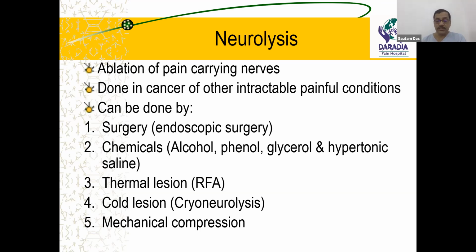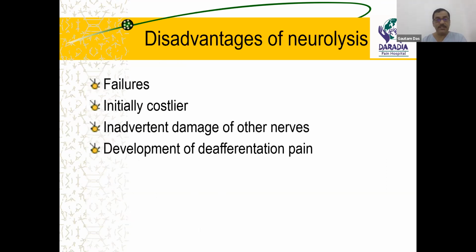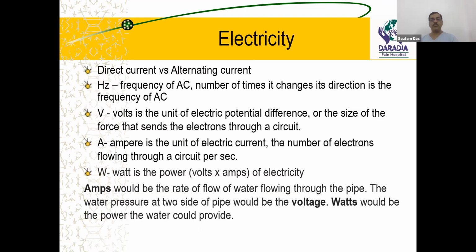Okay, so this is very important about the neurolysis. And the advantages and disadvantages, I already discussed all those things. Now deafferentation pain, I told you, is because of the crosstalk and the ectopic signal generation. And now I'll be coming to the radio frequency.